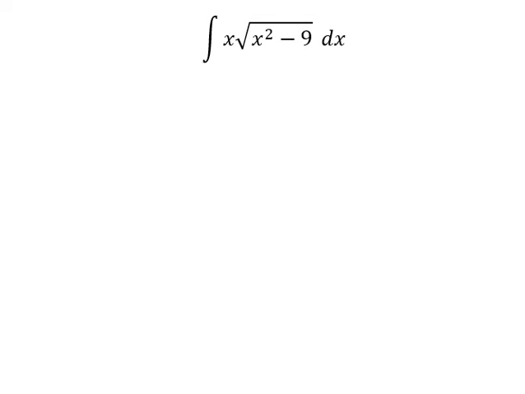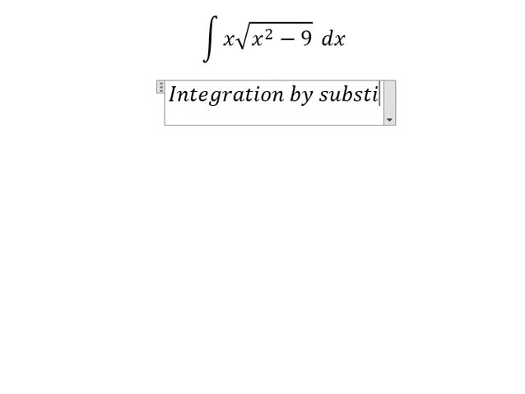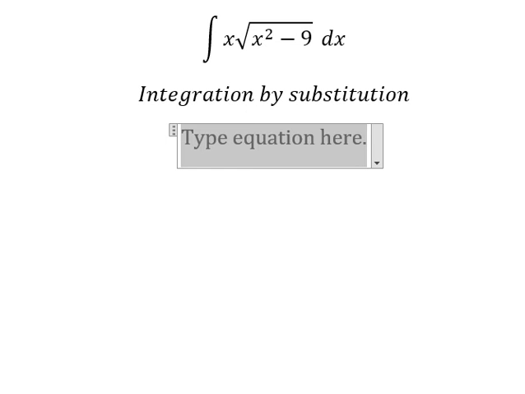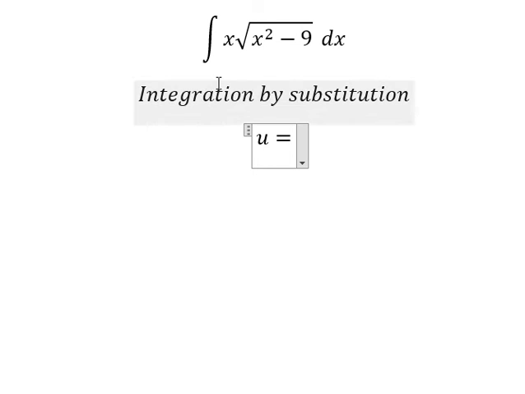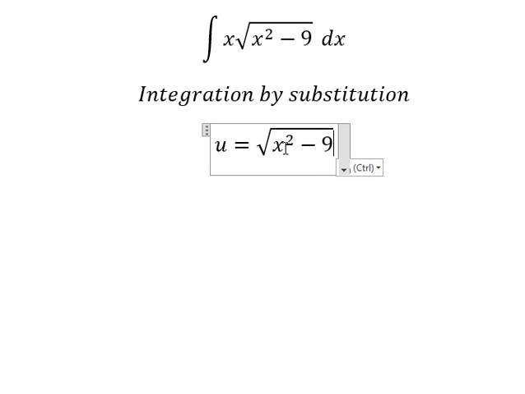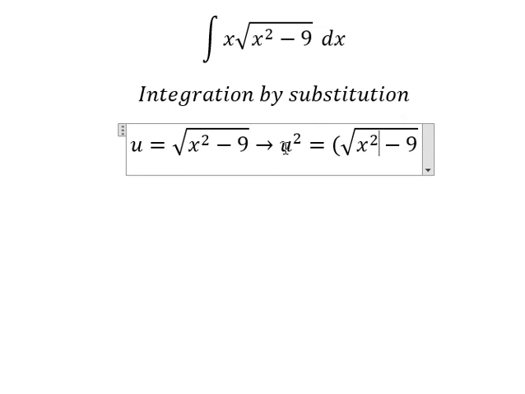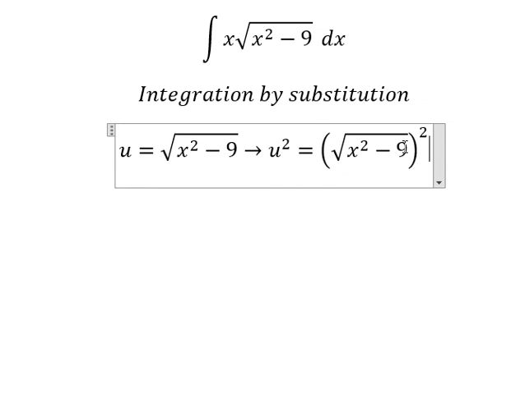We need to use integration by substitution. So I need to put u equals to this one. Later, we put the square on both sides to cancel the square root.